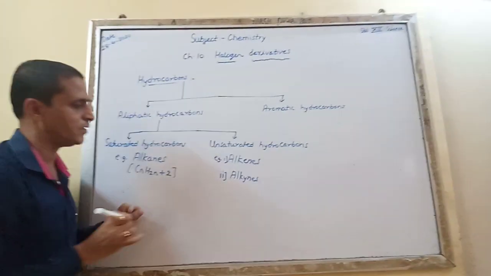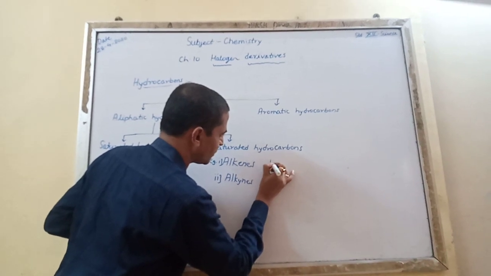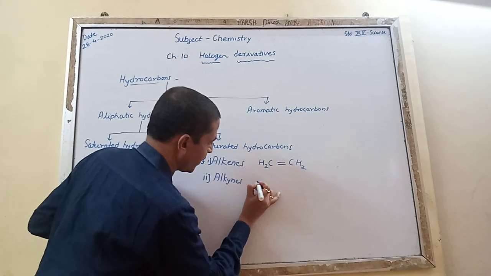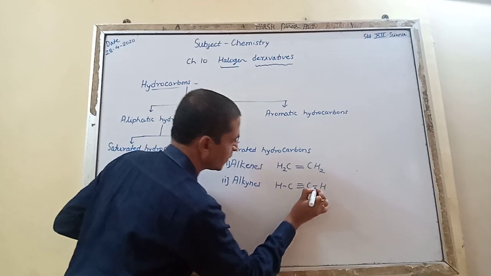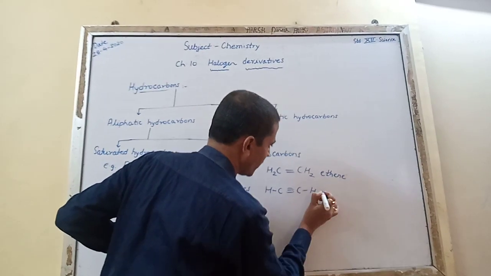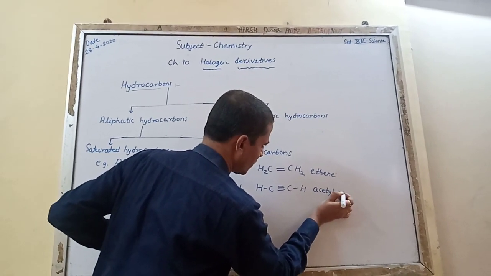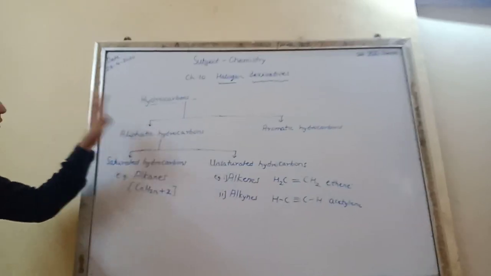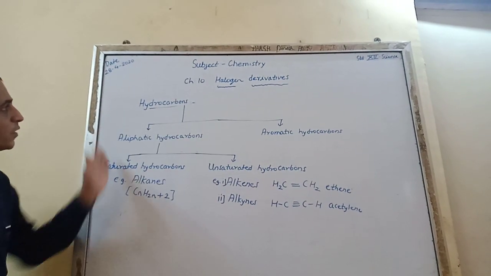See, alkenes and alkynes. Alkenes, you can consider H2C double bond CH2, and here HC triple bond CH. So you know that it is what? Ethene, and it is what? Acetylene or ethyne. So I hope you understood the concept of hydrocarbons.